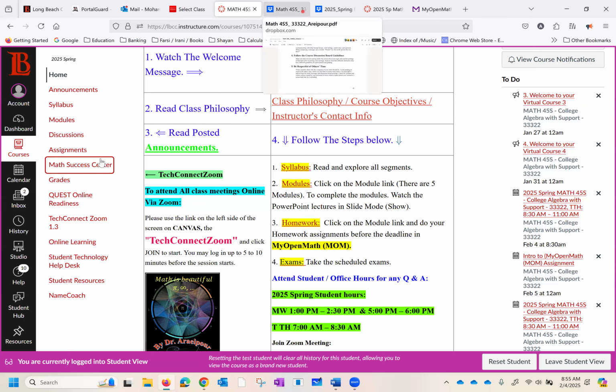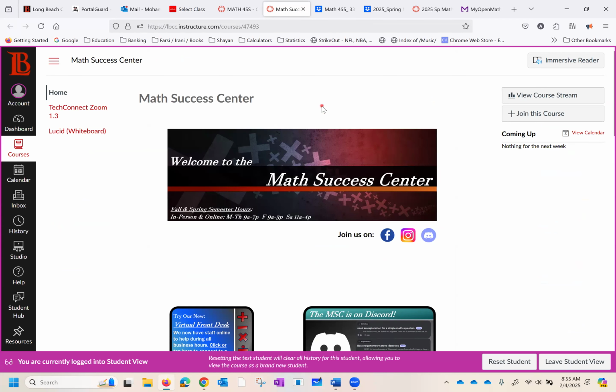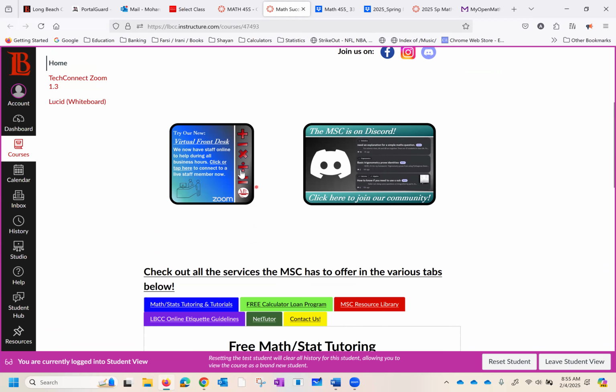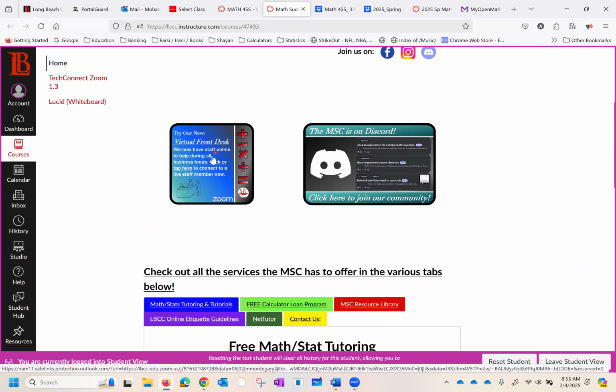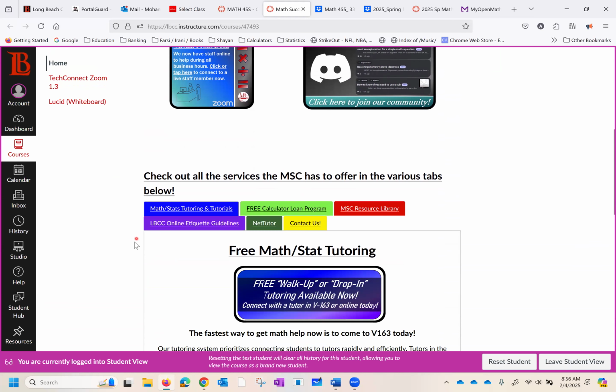okay, it was pretty hard to bring it up. There were a lot of visits. A quick explanation about this. Here's the Math Success Center, which is the tutoring center. They have their hours mentioned right here. They are adding a virtual front desk. This is pretty new. They have the Discord. They have the services, which means tutoring for math, for stats.